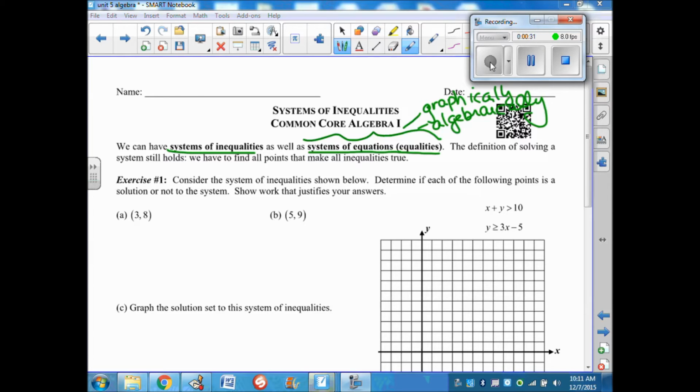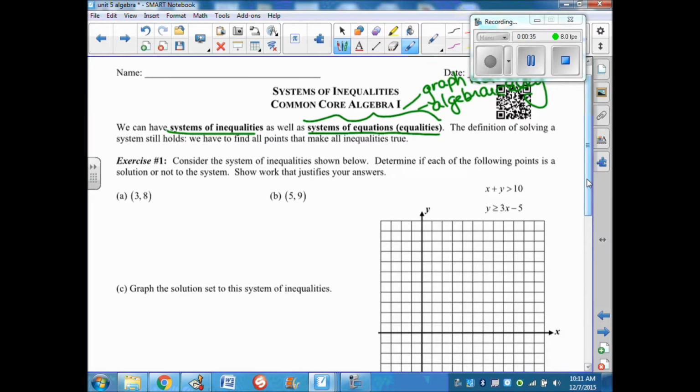For the most part, we will solve them graphically, because there's going to be multiple solutions to a system of inequalities, just like we would have when we solve a regular inequality with one variable. There are infinite solutions. The same thing holds true with a system. So we have to find all points that make the inequalities true. It says consider this system here and determine if (3, 8) and (5, 9) are solutions to those systems.